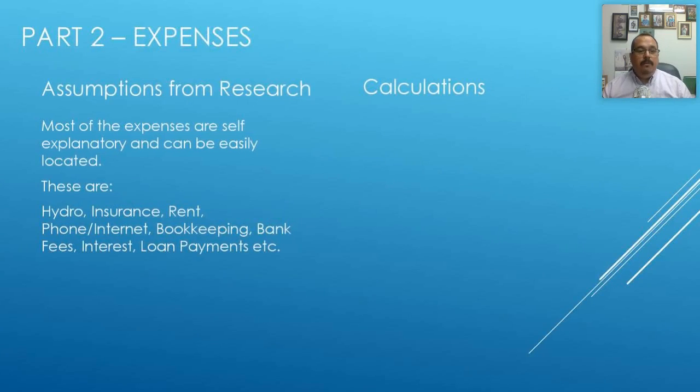So we're going to assume from the research, most of the expenses are self-explanatory and can be easily located in research. For example, if you want to know what the average hydro costs for that location you're going to, you can call hydro and say, hey, how much was last year's hydro at that location? They'll give you how much it was, because they do that to be able to help budget out. Same as the insurance. You can call your insurance company, get a quote, and divide that by 12, there's your monthly number. The rent is self-explanatory. You can call the potential landlord, get a number, enter it in.